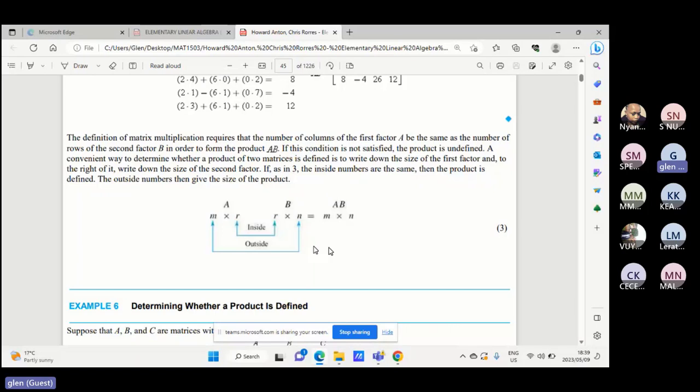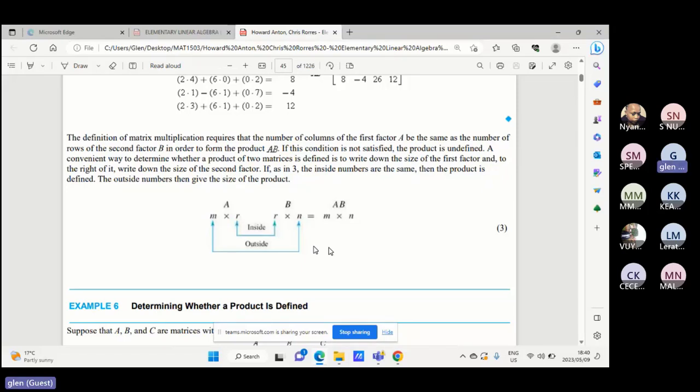Thank you. Now, looking at this screen, what is the number of columns for matrix A? 3. What is the number of rows for matrix B? 3. So can AB be multiplied or not? It could be multiplied. And then what would be the size of the final matrix? 3 by 3. Thank you.